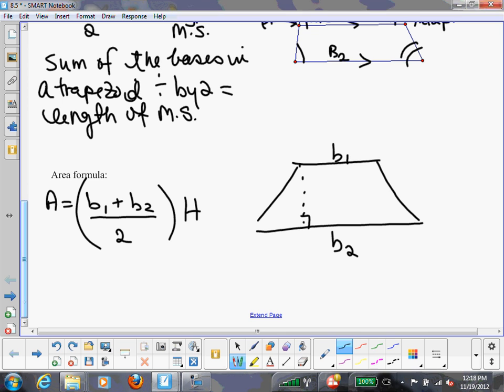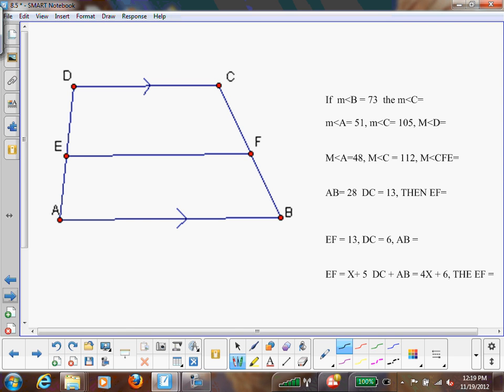On the other side. Sure. Because these are parallel. Aren't they parallel? The bases are parallel. So the height is the same throughout the whole figure. Yeah. All right. So put that in your note cards.